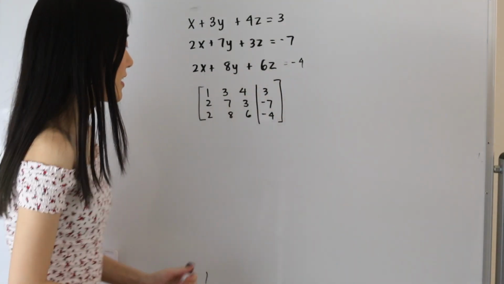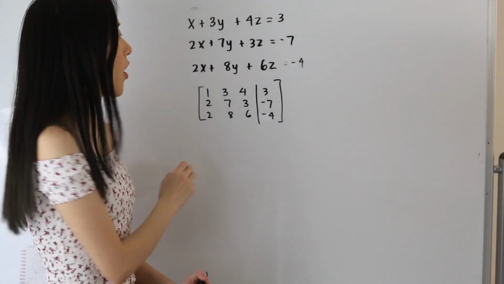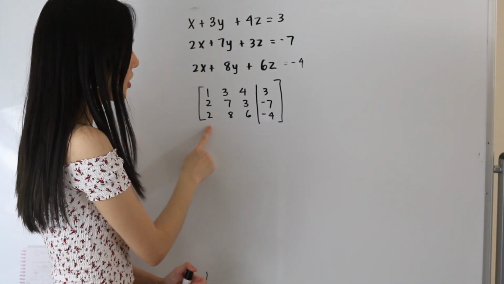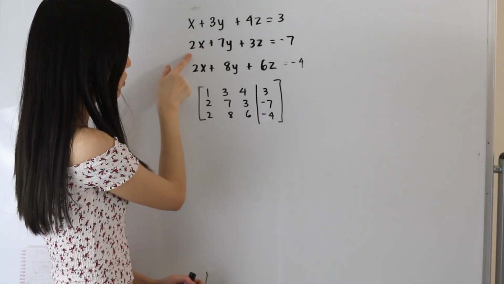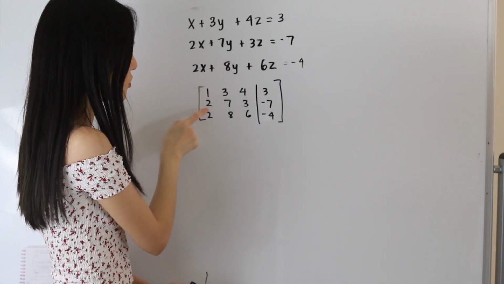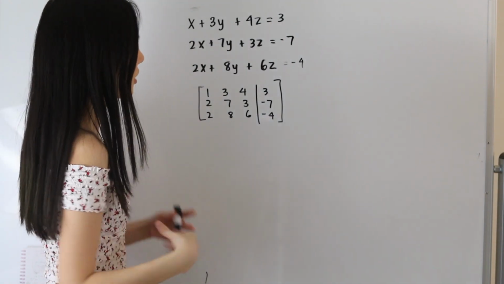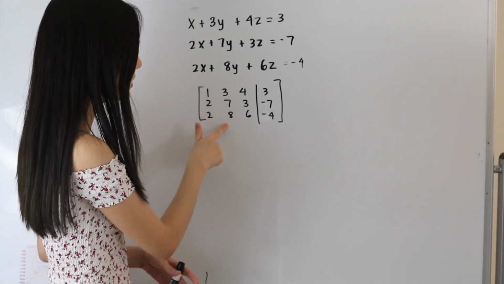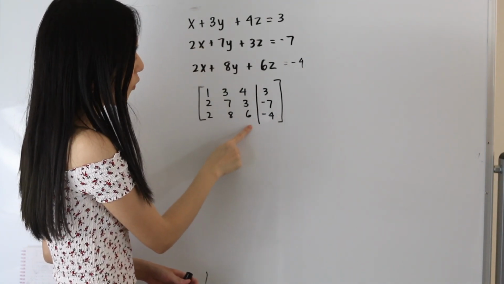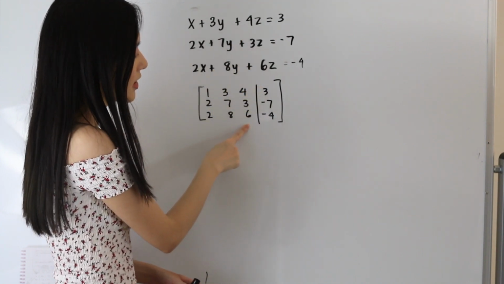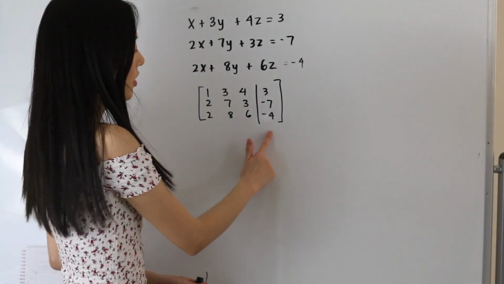So what we have here is each of the 3 columns correspond to the coefficients of our equations. The first column corresponds to the coefficients for x. So here we have 1, 2, and 2. And then for the second one, we have the coefficients corresponding to the variable y. So we have 3, 7, and 8. And then we have the coefficients for z, 4, 3, and 6 here. And then we have the constant value on the opposite side of the equal sign over here.